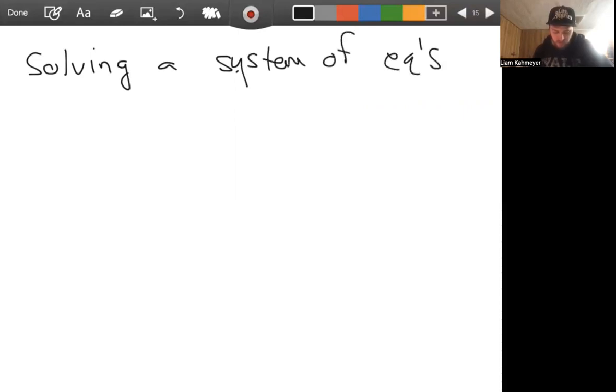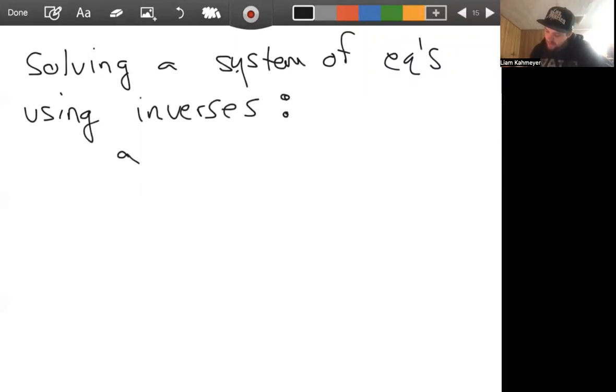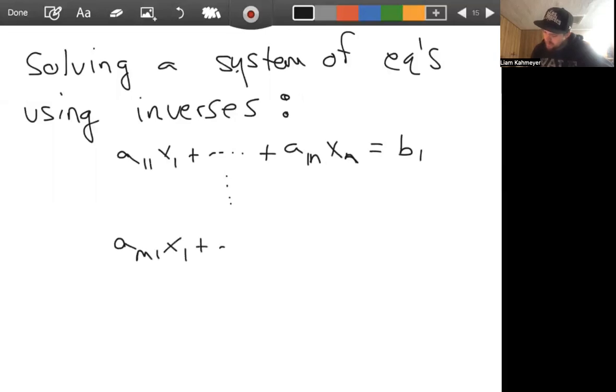Okay, now let's say we want to use the inverse, or computing the inverse of a matrix, to solve a system of equations, using inverses. Now, if we remember, let's say we have a11 x1 plus et cetera, plus a1n xn equals b1, all the way down to am1 x1 plus et cetera, amn xn equals bm. If you remember, this is a system of m equations in n variables.